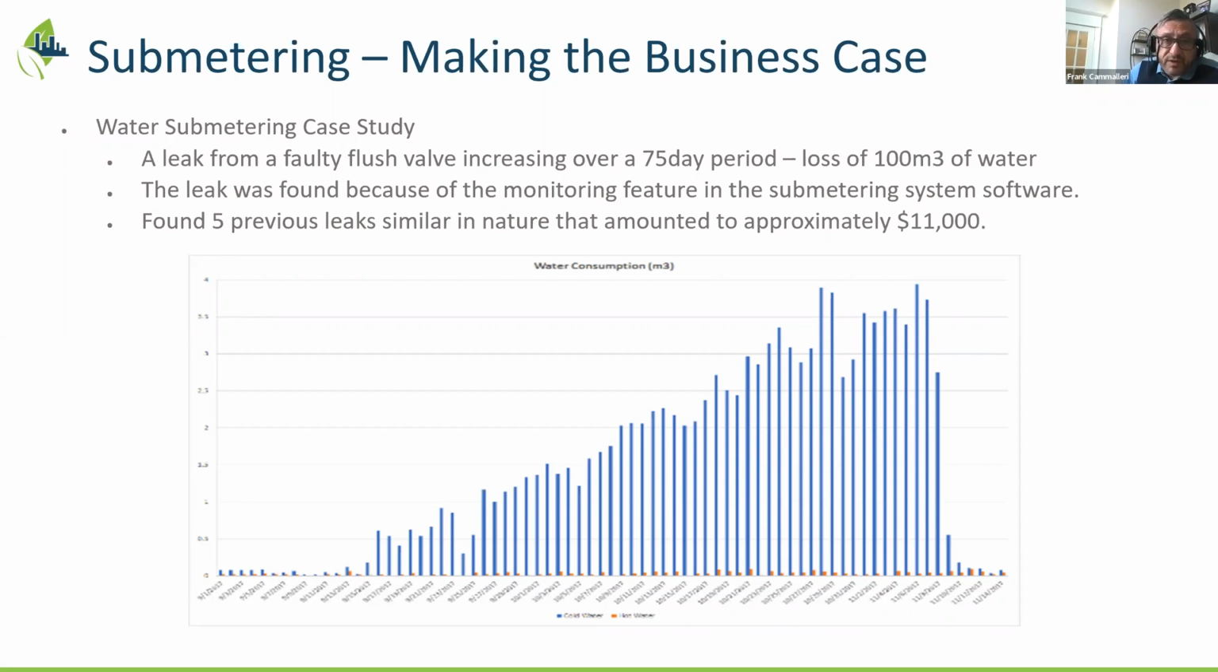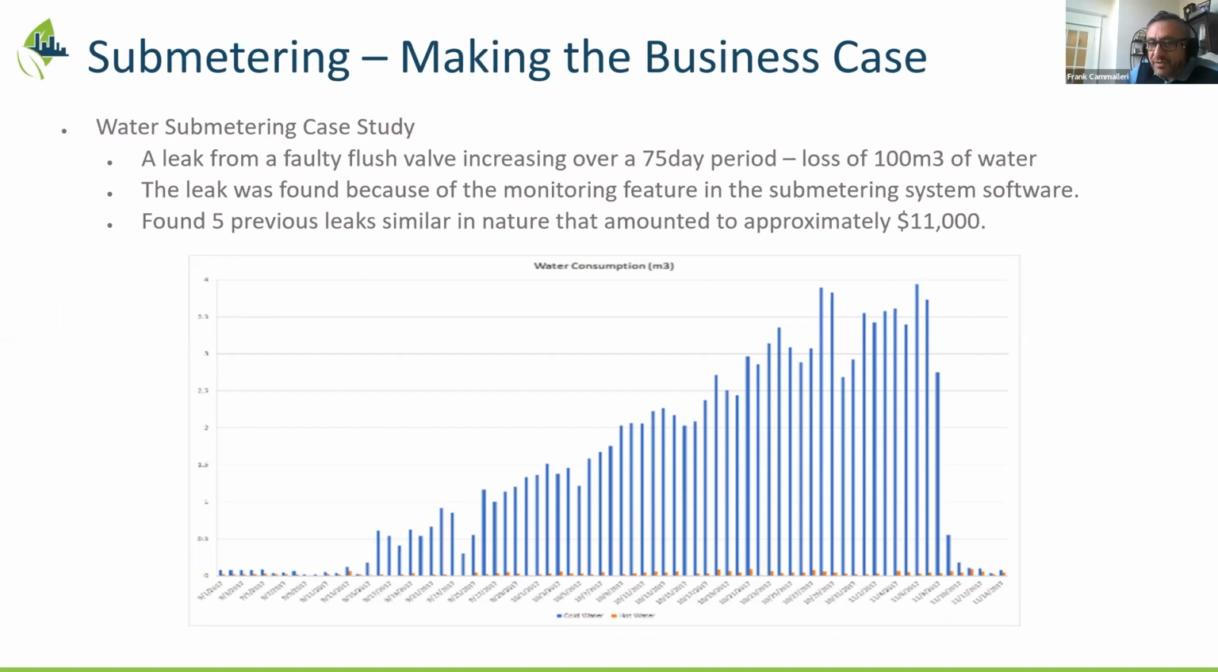first of all, it was found because the submetering system alerted them, and there were 5 previous leaks in this specific situation where they found something similar. In aggregate, those 5 leaks saved about $11,000 that would have been lost if they'd gone undetected. And I'll add one more. I was involved firsthand with a hospital that had a $10,000 leak every month for 4 months. And even with us watching it, it took 4 months to find it.